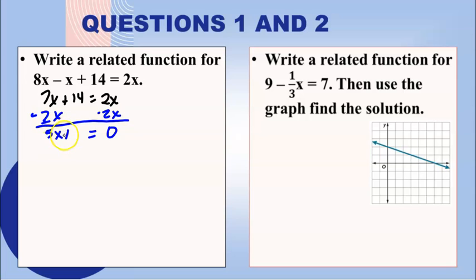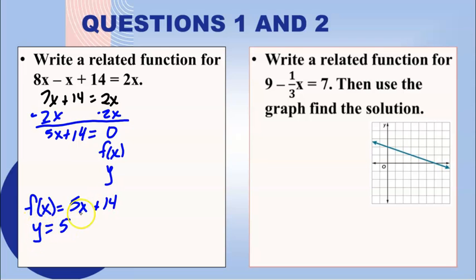5x plus 14. Now instead of 0, we can use f of x or we can use y. So our related function in function notation would be f of x equaling 5x plus 14, or in slope-intercept form with y, it would be y equals 5x plus 14.